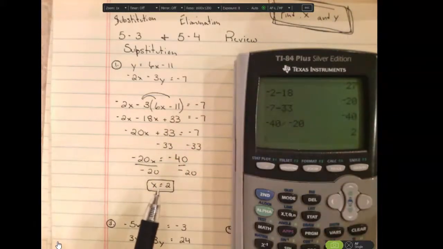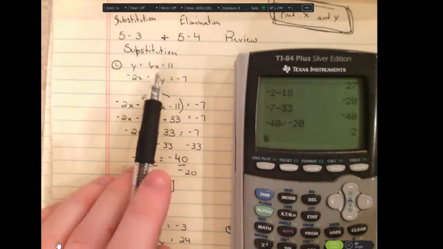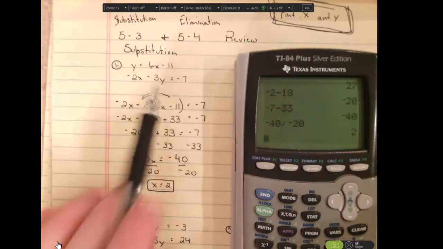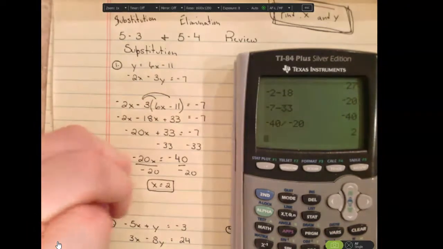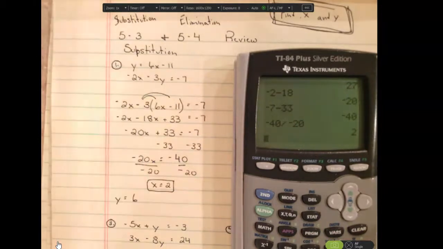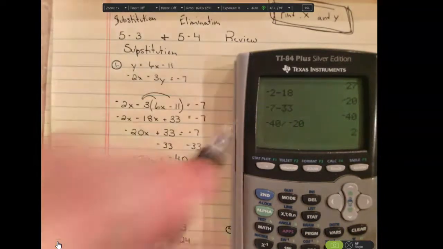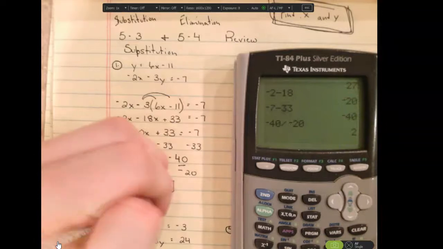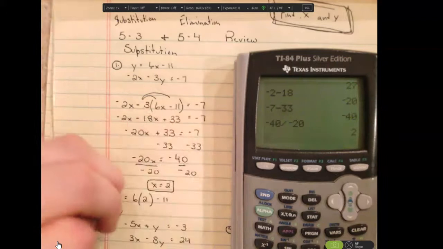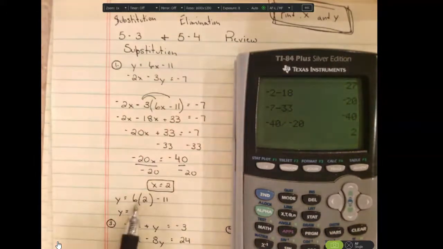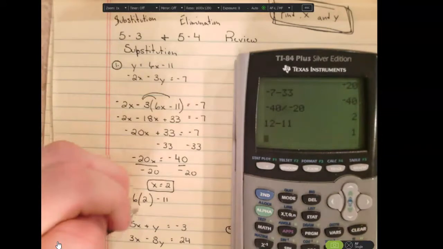So now I need to take x, and I'm going to plug it back in to one of these equations. Doesn't matter which one. I'm going to pick the first equation. So y equals 6 times x, and I'm going to plug 2 in, minus 11. So I go through and I solve. Y is equal to 6 times 2. That's equal to 12. 12 minus 11. That's equal to 1. So y equals 1.